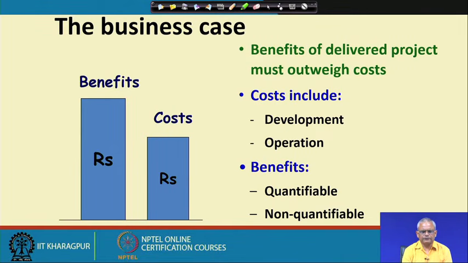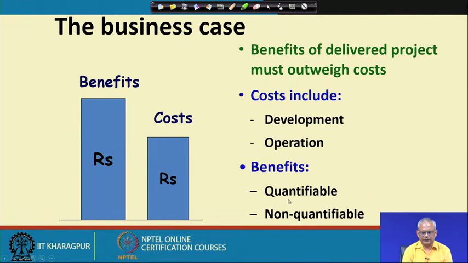For a project to be taken up by an organization, the benefits must outweigh the costs. The costs are the development, operation, and setup costs. The benefits, some of them are quantifiable, some of them may be non-quantifiable.